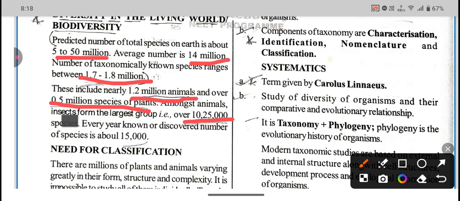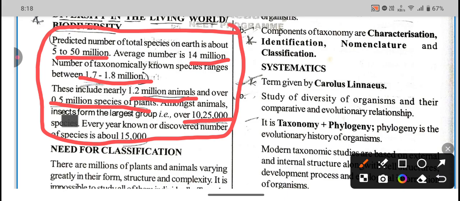This is the important taxonomical count of the living organisms on the earth. You can make a note of it.